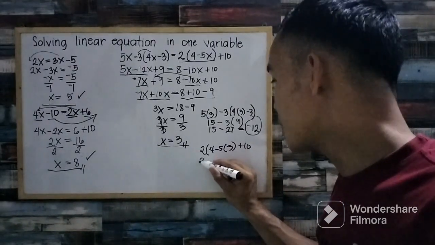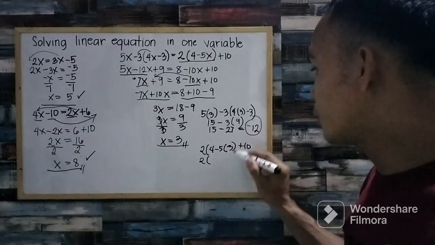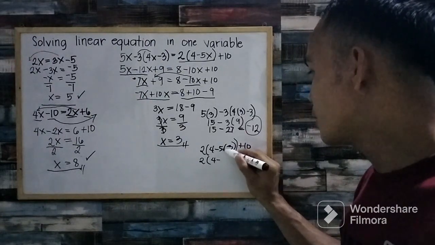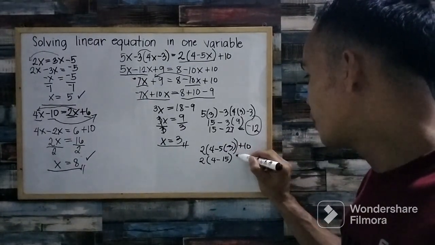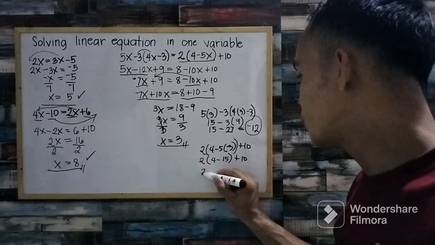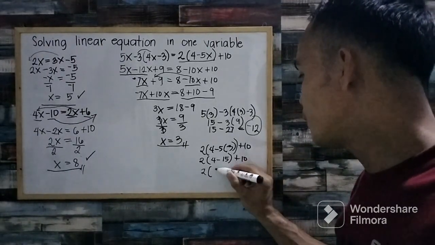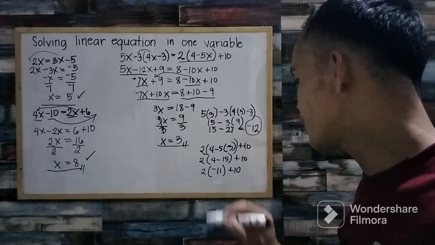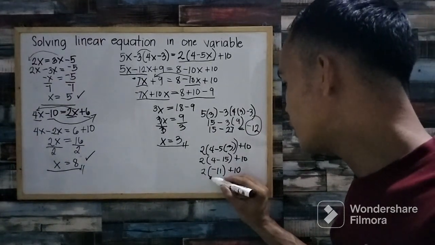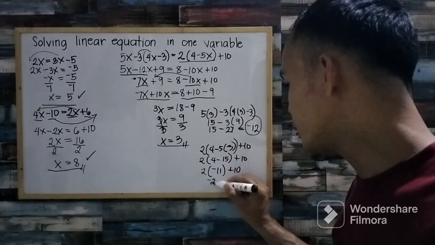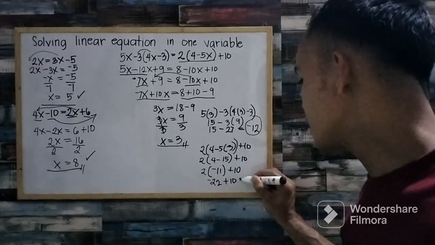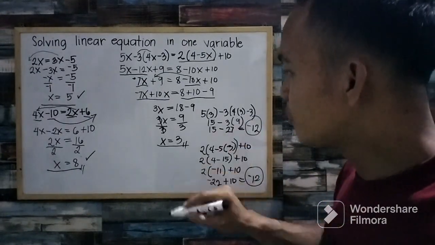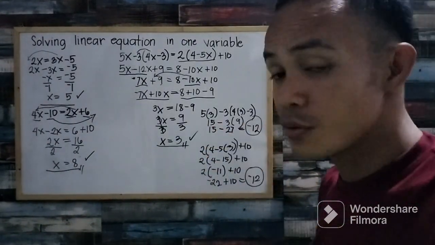So, we have that, just copy 2 first. You have to combine all the terms inside the parentheses. So, we have that 4 minus 5 times 3, that is 15, plus 10, and then 2 times, then 4 minus 15, that is negative 11, plus 10, is equal to 2 times negative 11 is negative 22, plus 10 is equal to negative 12. So we have the same answer. So that means x is equal to 3 is the solution.